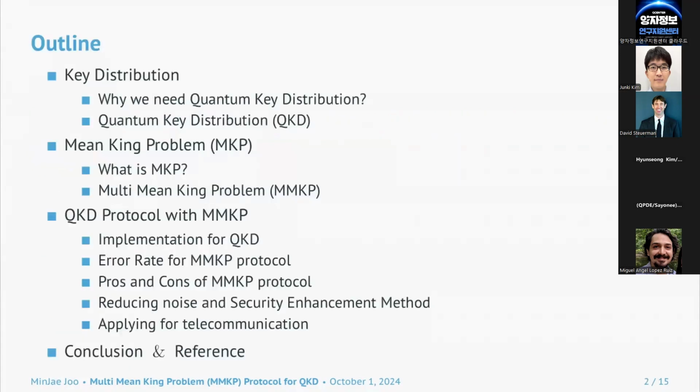Today's presentation will cover 4 main parts. First, I will explain the need for quantum key distribution. Then we will explore the minking problem. After that, I will introduce the multi-minking problem protocol for QKD. Finally, we will conclude with a summary of the key points.